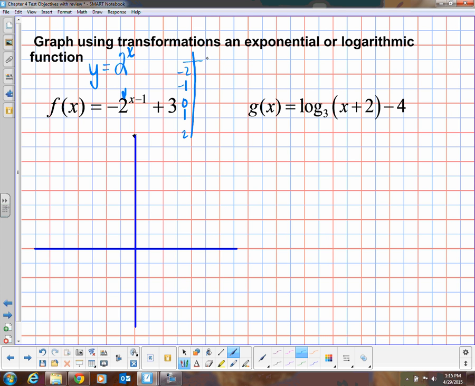So 2 to the -2 is 1/4. 2 to the -1, 2 to the 0, 2 to the first, 2 to the second. Okay, so listen to you all. You know how to do that. So you've got -2, up 1/4. You've got -1, up 1/2. You've got 0, 1. You've got 1, 2. And you've got 2, 4.